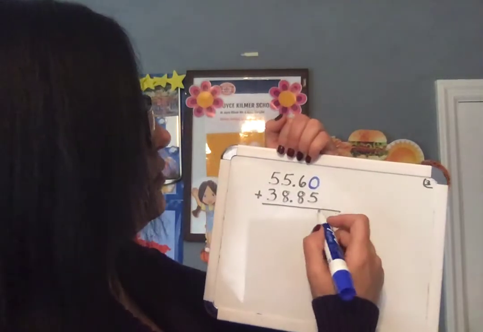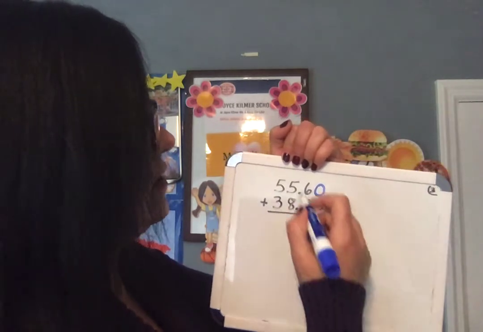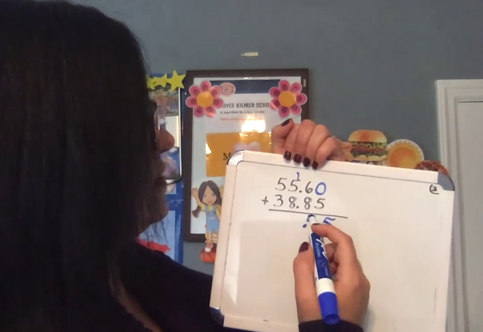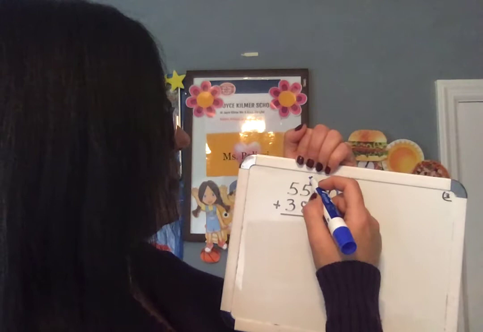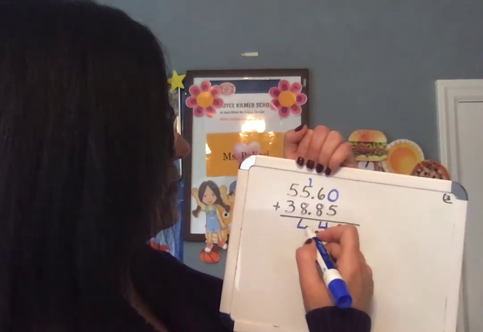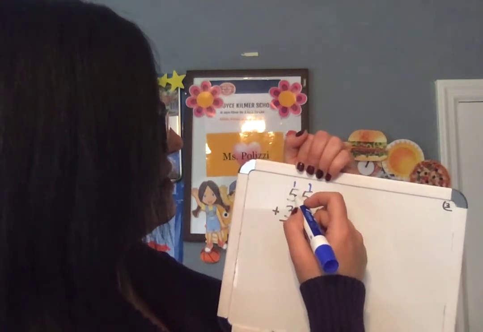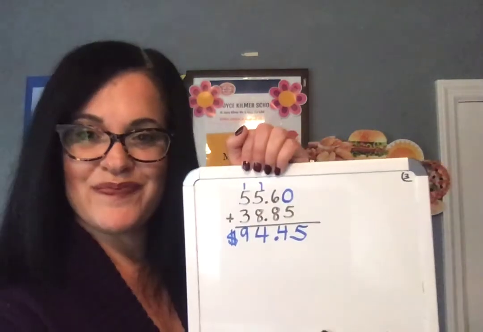So I have 0 plus 5 is 5. 6 plus 8 is 14. Bring up my 1. Make sure to line up your decimal point, right? 5 plus 1 is 6, plus 8 is 14. Bring up your 1. 1 plus 5 is 6, plus 3 is 9. And that is your sum in this case. All right, so let's look at the last page.